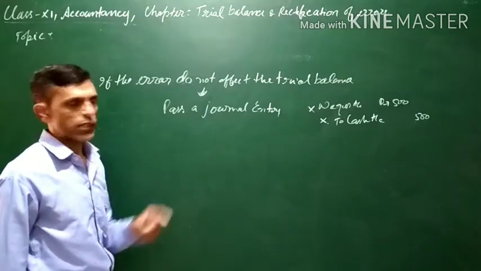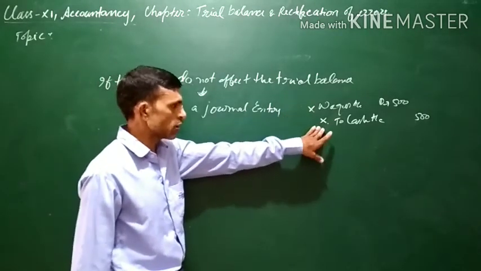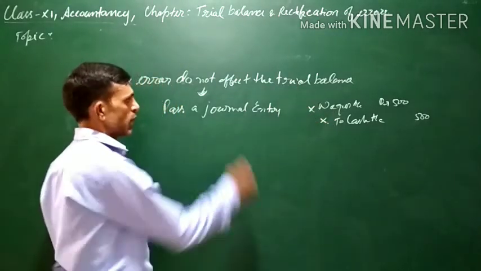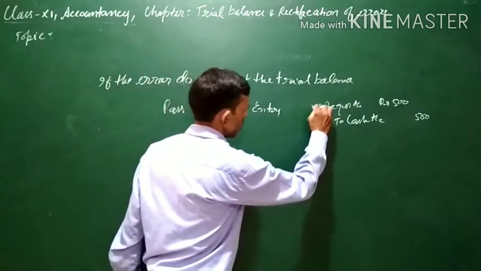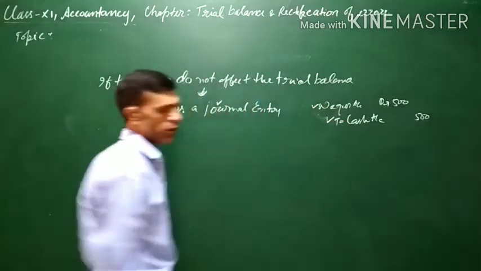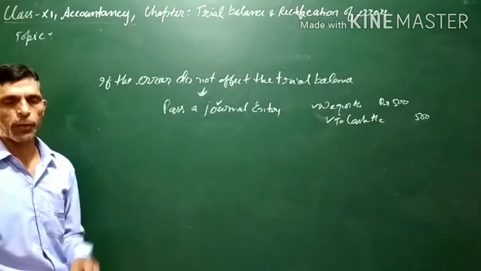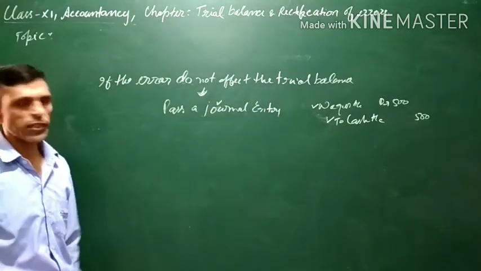Now, in order to rectify the error, suppose this is not recorded, then what do we have to do? We have to simply pass a journal entry. Pass a journal entry means what? We have to pass this journal entry: wages account debit to cash, this journal entry will be passed and the account will get rectified.